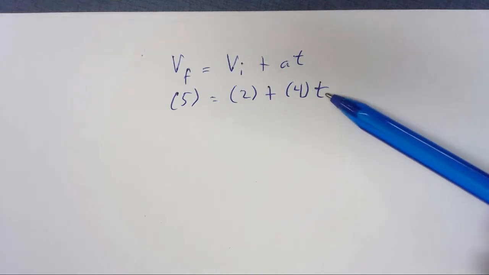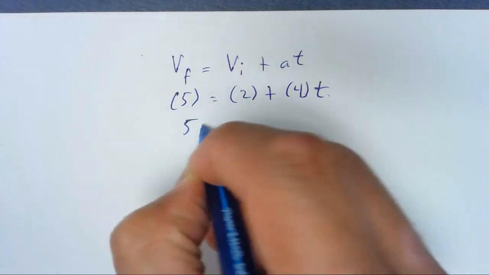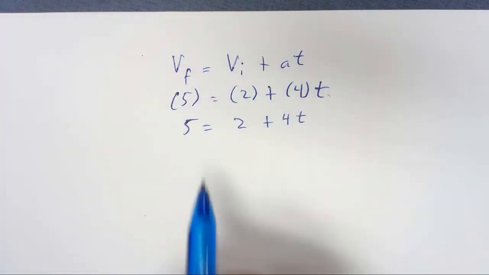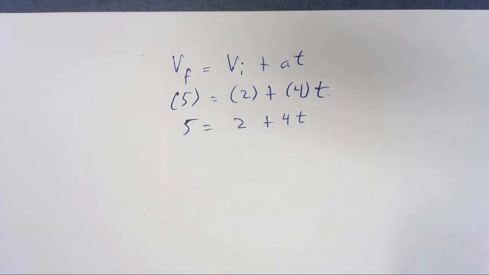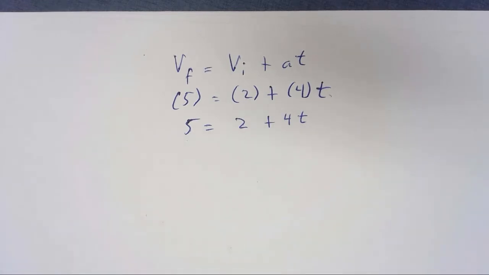Remember, whatever we're going to solve for, I'm going to leave it the way it is in the equation. So we're talking about terms and not combining like terms. Once we substitute here, we get an equation that looks like this: 5 equals 2 plus 4t. This is a term, this is a term, and this is a term. Remember, just a combination of letters or numbers, one or more. So one number, one letter makes a term.